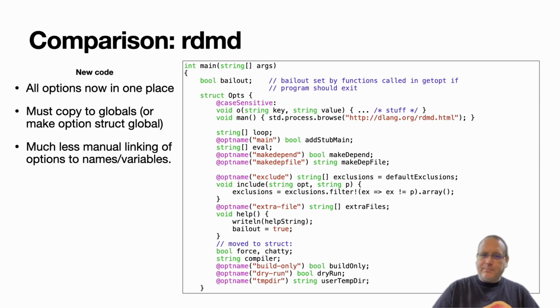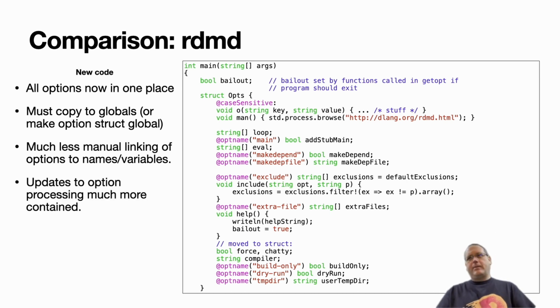Now there's a lot less manual linking of options to names and variables. To be honest, I would take some of these. I did for the O function. So you see O, that's only used for that one function. Instead of calling it -o, I just called it O, and now I don't have to specify the real name. There's other things here, like I would probably take exclude or exclusions and change it to exclude, so I don't have to put the op name, things like that.